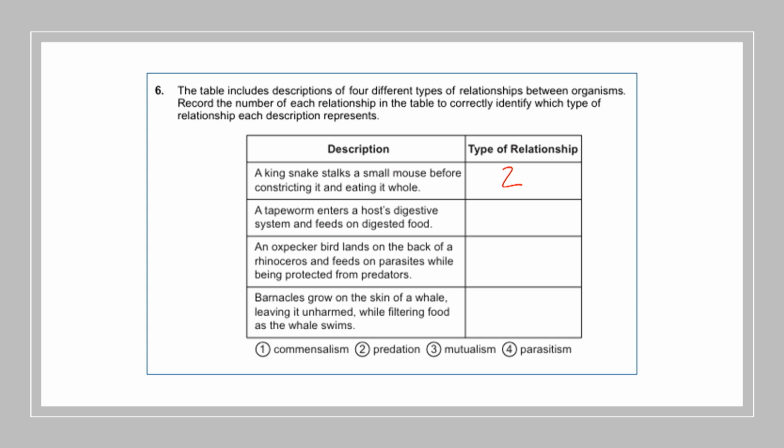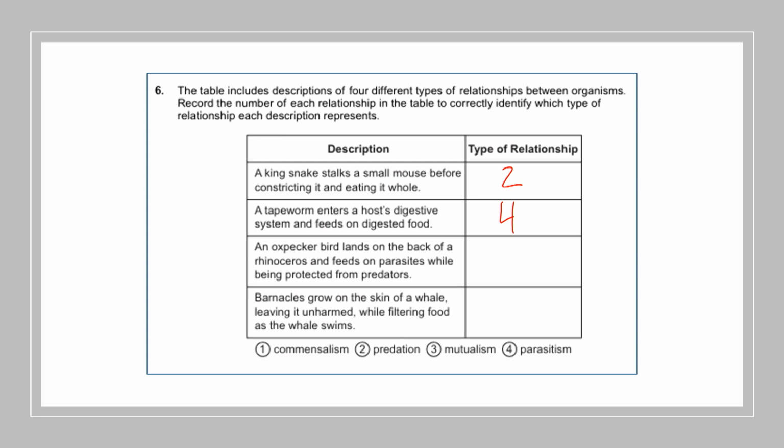A tapeworm enters a host's digestive system and feeds on digested food. To me, this is a great example of parasitism. The tapeworm is living off of the host. It's not killing it outright, but it is hurting its host a little bit. So it's a win-lose situation. Let's go to the next one.